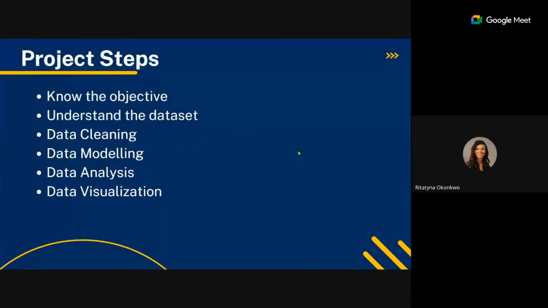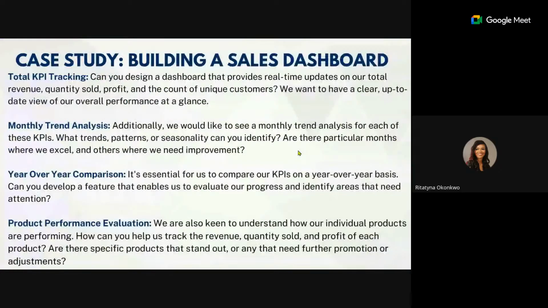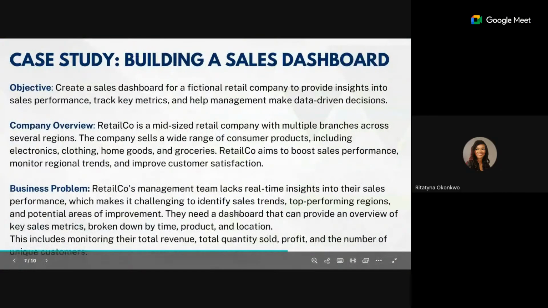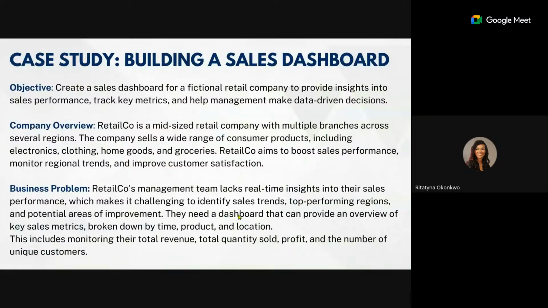Number one, know the objective. What is the objective of this report? Let's track back. What did they say? They want to see sales performance and anything that would actually help them monitor. They want to boost sales performance and anything that will help them monitor regional trends and improve customer satisfaction. From here, this line, that's the business objective.